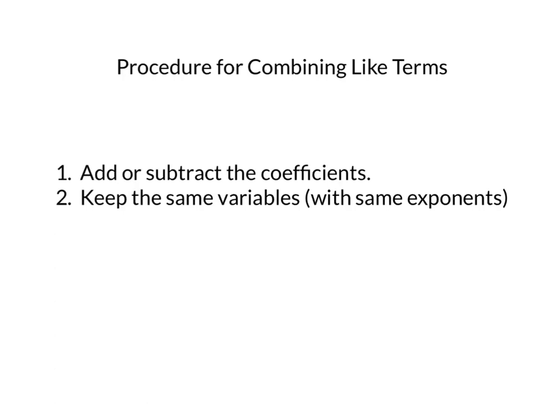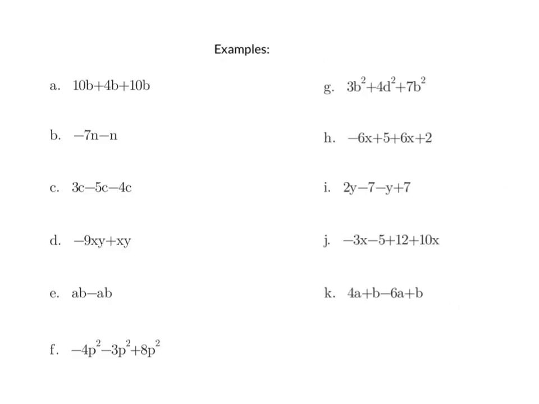All right, so now let's talk about combining like terms. Let's see what we're going to do with this. In order to combine like terms, first you do need to identify which ones are like terms. From there, we're going to add or subtract the coefficients. And we want to keep the same variables with the same exponents. All right, let's go ahead and look at some examples.